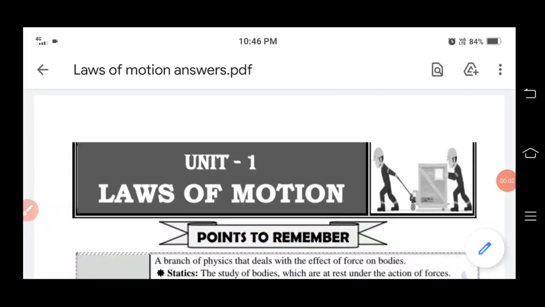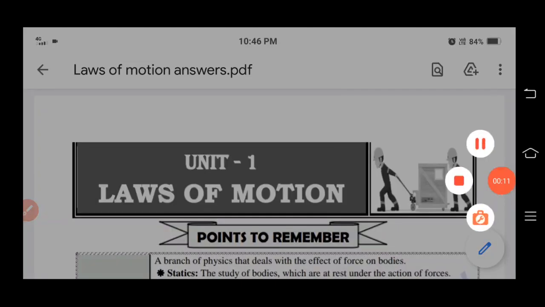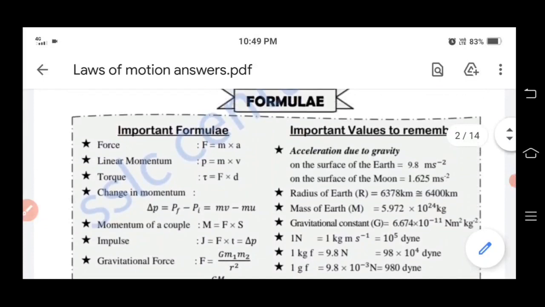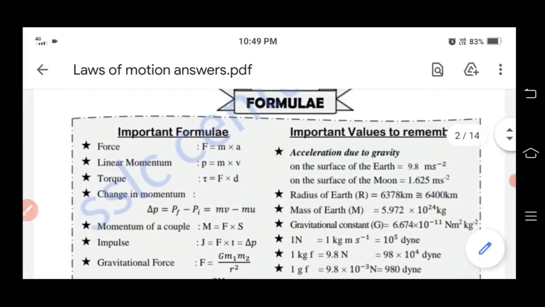Good morning, students. In this online class, we are going to discuss Unit 1 Laws of Motion book back question and answer. Students, before going to our question and answer, let us discuss some important formulae from Unit 1 Laws of Motion.